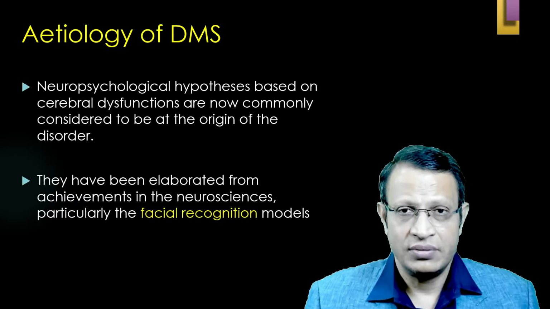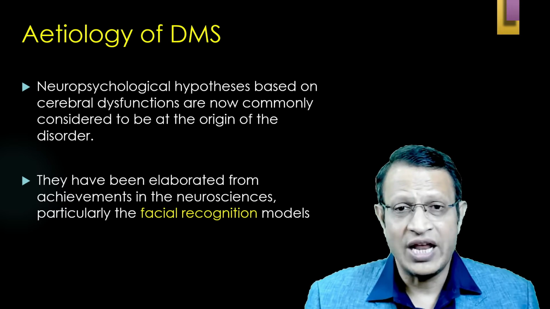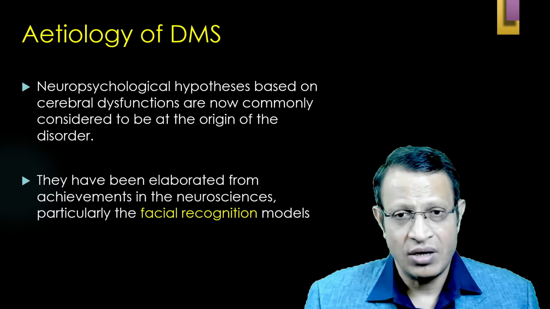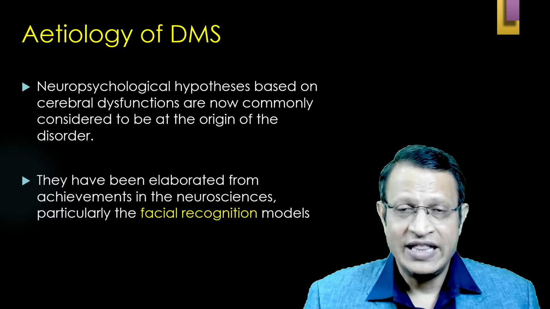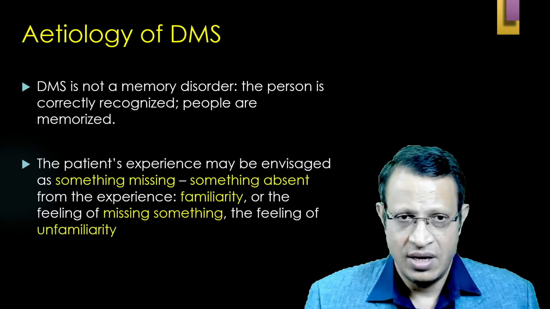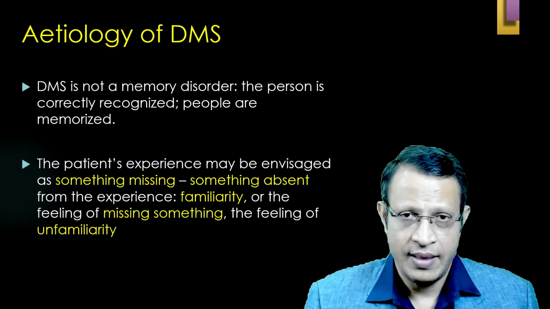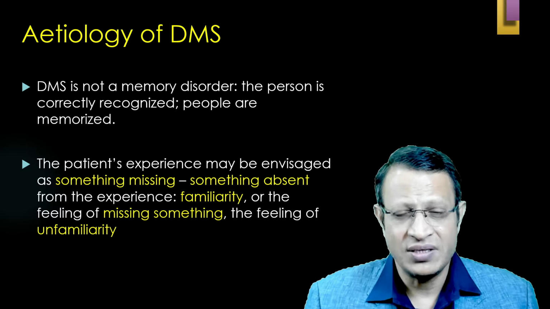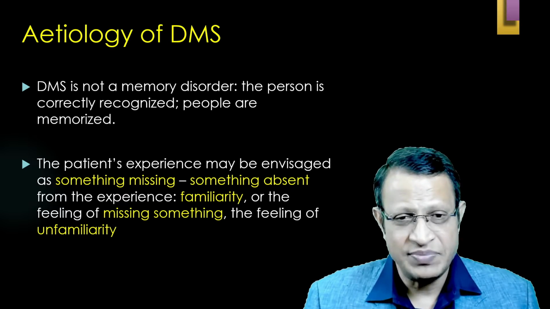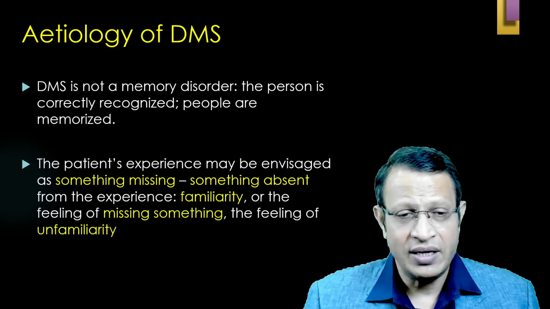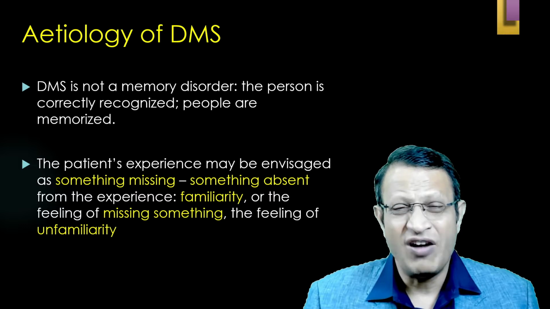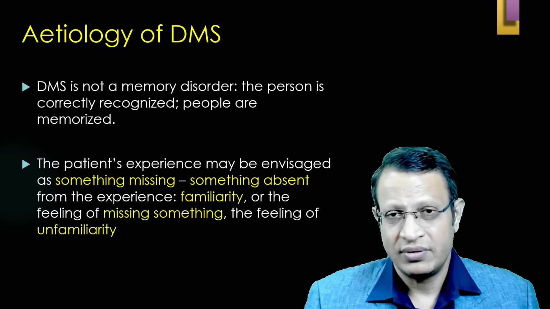The etiology of delusional misidentification. Neuropsychological hypotheses based on cerebral dysfunctions are now commonly considered to be the origin of this disorder. In neurosciences, it has been elaborated that there is a deficit in facial recognition models. Further, they have also clearly said that there is no problem in memory. There is no memory disorder. The person is able to recognize the people around him and is able to recall those people who are stored in his memory. But the patient's experience may be envisaged as something missing or absent from the experience.